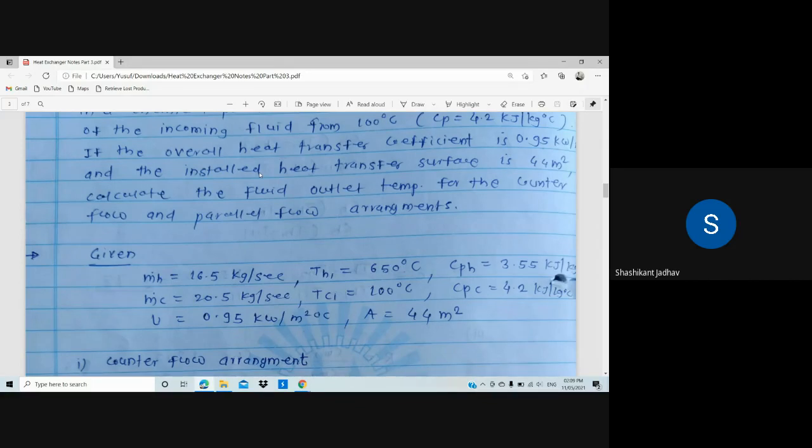And the installed heat transfer surface is 44 meter square, means area is given, area is equal to 44 meter square. Then calculate the fluid outlet temperature for the counter flow and parallel flow arrangement.